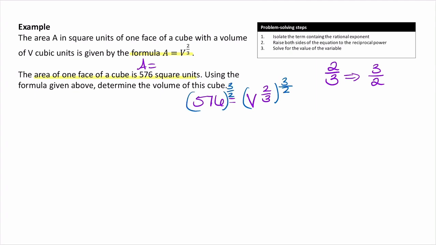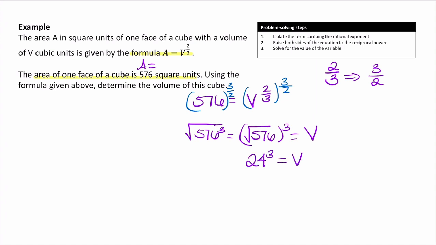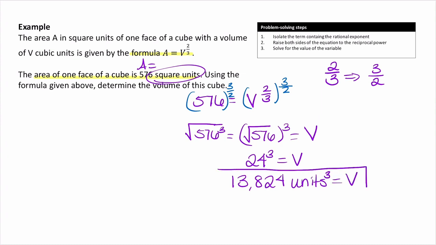And so on the left side, well, that's basically going to be the square root of 576 cubed. And I really don't want to figure out the square root of 576 cubed, so I'm going to rewrite this as the square root of 576 and then raise that to the 3rd power. And then on the right side, I just have v. Well, the square root of 576 is 24. So this is 24 cubed equals v. 24 cubed, if I do that on my calculator, is 13,824. And since this is a word problem, I need to add in my units. This is going to be units cubed, and that is equal to the volume. Okay, and that is now our final answer.